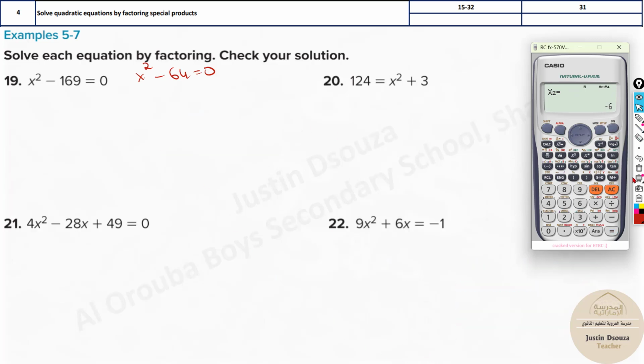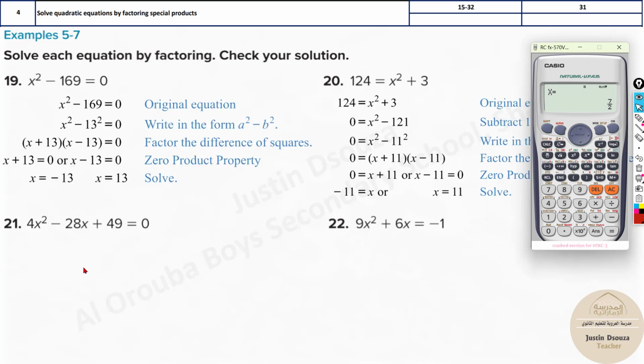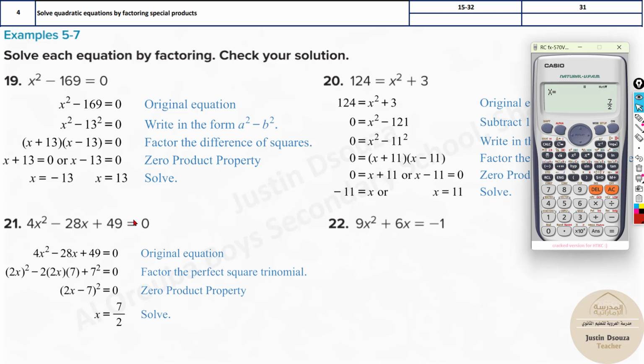Same way, please do all the problems. If there are 3 terms, we know how to do it already. We have solved it. So you just have to put, say over here, 4, minus 28, and lastly 49. And the answer is 7 by 2. Now here, what happened? There is only one answer. There is no x1, x2. Why? Because there's only a single answer, x.